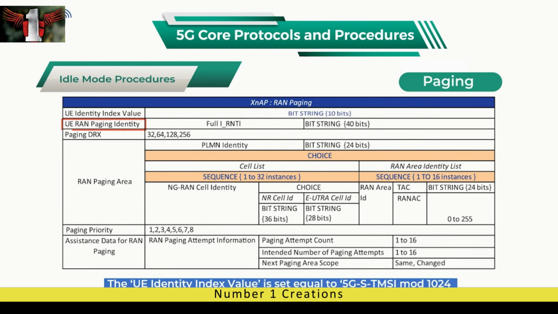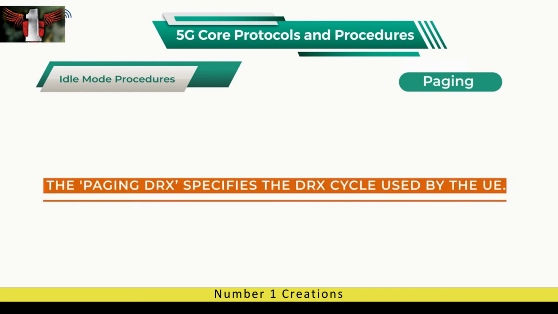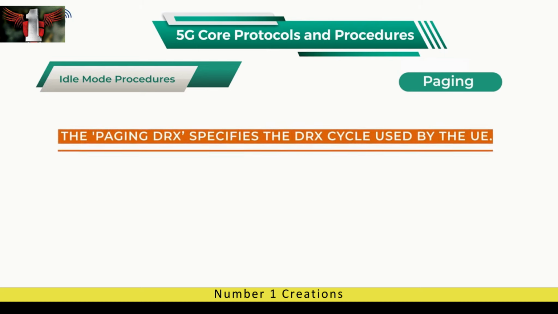The UE RAN paging identity is the full I-RNTI which was allocated to the UE within the RRC release message when moving the UE to RRC inactive. This identity is used to address the UE within the RRC paging message. The paging DRX specifies the DRX cycle used by the UE. This value allows the target base station to identify the appropriate paging frames and paging occasions.